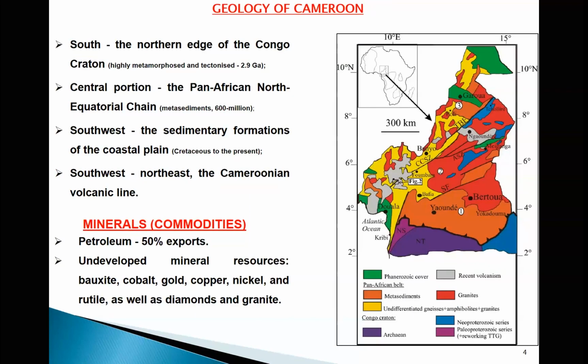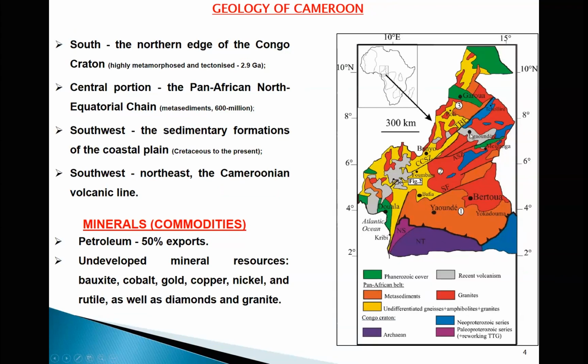All right, like I said, a brief geology of Cameroon as the regional geology. The geology of Cameroon could easily be divided into about 4 or 5 eras or sections, if you want. Beginning in the south with the Precambrian, Archean rocks, which are mainly the northern portion of the Congo Craton.